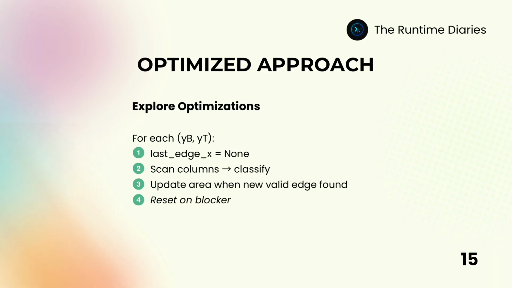Here's how the optimized sweep works. For each pair of Y values, bottom and top, we'll scan through all columns from left to right. We'll keep track of the most recent clean edge column. Whenever we find another clean edge column, we can immediately compute the area between the 2 edges, since we already know there's no blocker between them. If we hit a blocker column, we reset and start fresh. This simple scanning pattern eliminates the need to rescan all points each time.